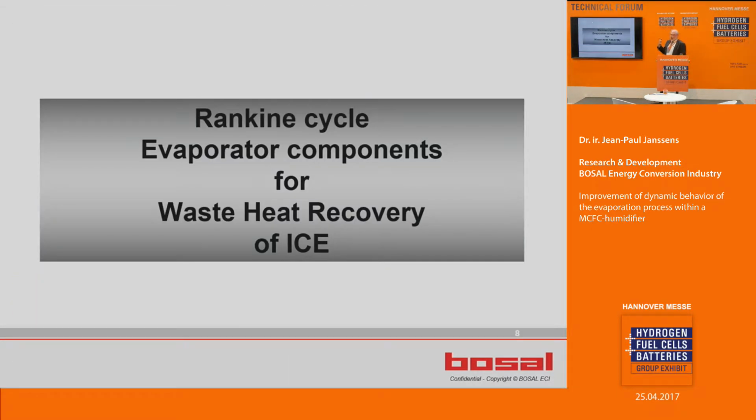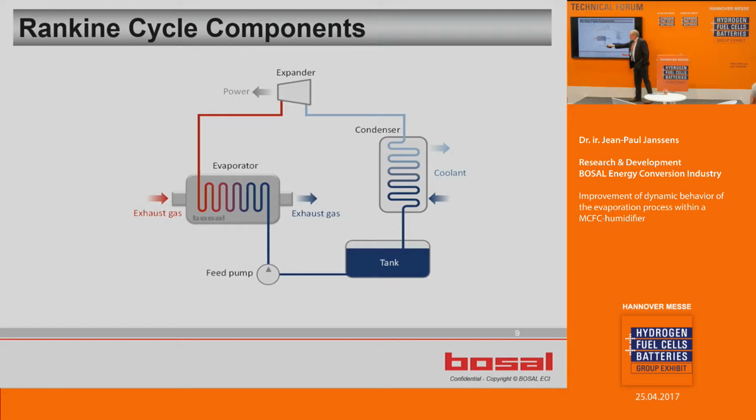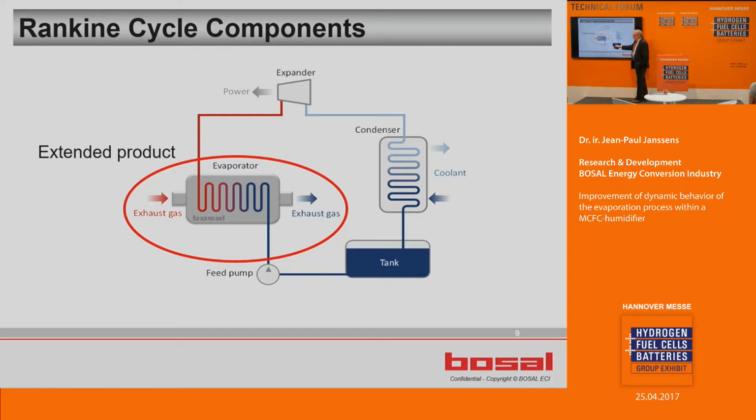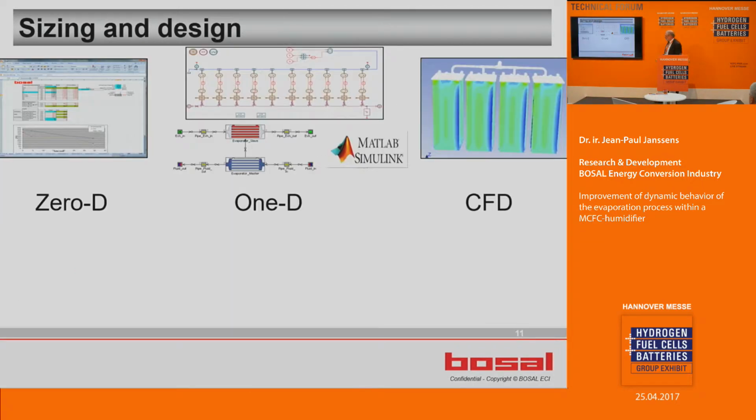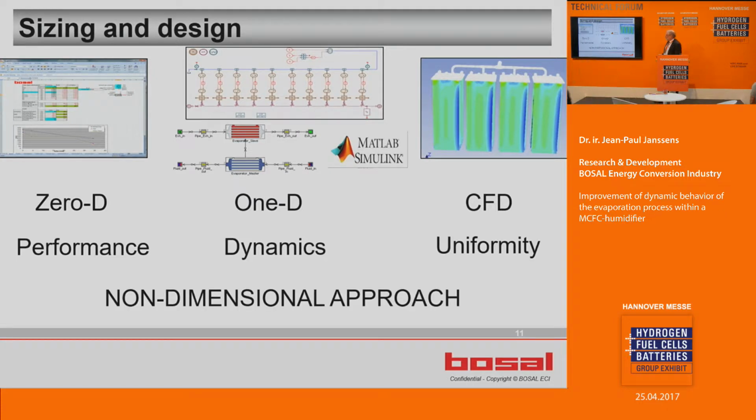And it is in fact a product derived from an evaporator for a Rankine cycle. That is used for waste heat recovery in internal combustion engines. So you can see here the exhaust of an internal combustion engine, you evaporate, you expand over an expander, and you make, in fact, power with those units. Those units have the characteristic that they have a low back pressure, very effective heat transfer, modular based. You can use it at high pressure, up to 60 bars at 600 degrees C, and you can even run it dry.